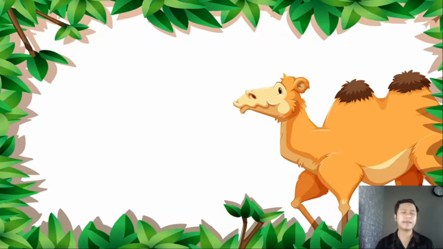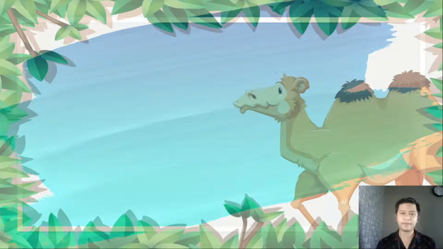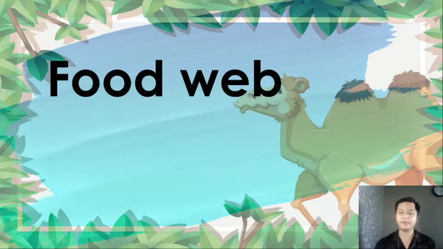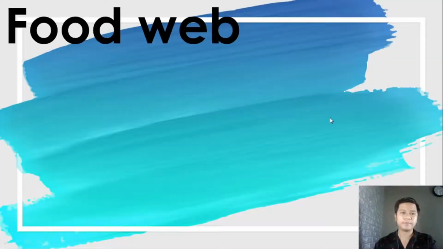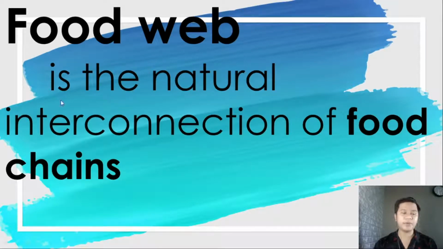So this week's topic was all about food web. Okay, everybody say food web. Food web. So this is for week 4, or the fourth week. Now, can you spell food web? Food web. Food web.